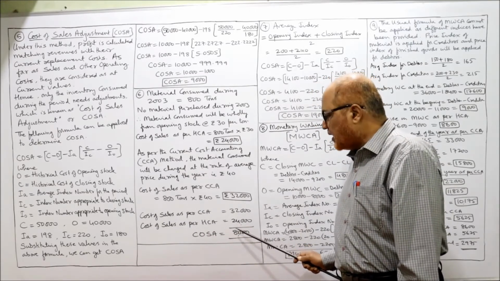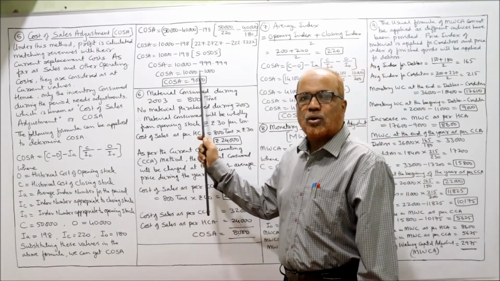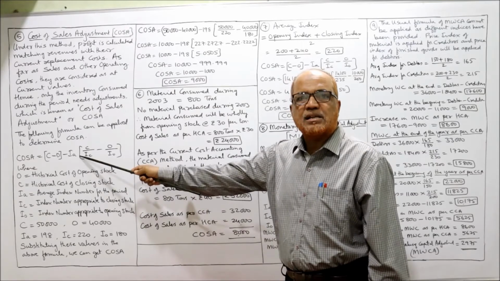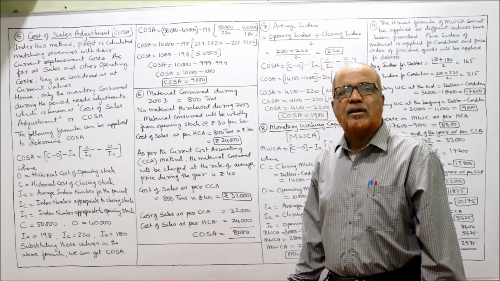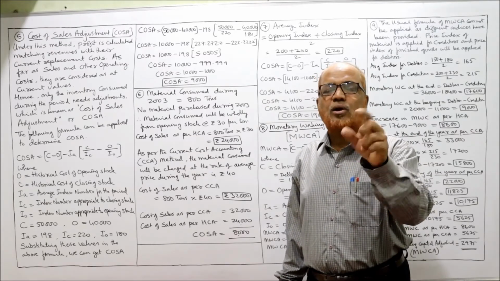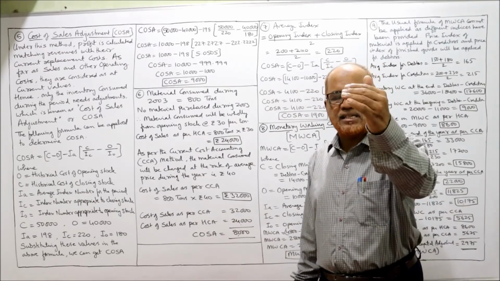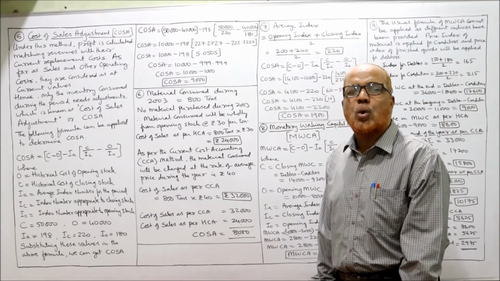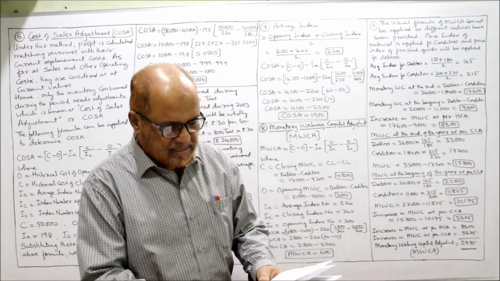So minus 8,000 rupees is the cost of sales adjustment. So both are COSA only. But here index numbers are given, so we have applied the formula. Here index numbers are not given, so we calculate what is the cost of sales according to CCA and what is the cost of sales according to HCA. So CCA minus HCA will get COSA. Sixth problem completed. Now see the seventh one.